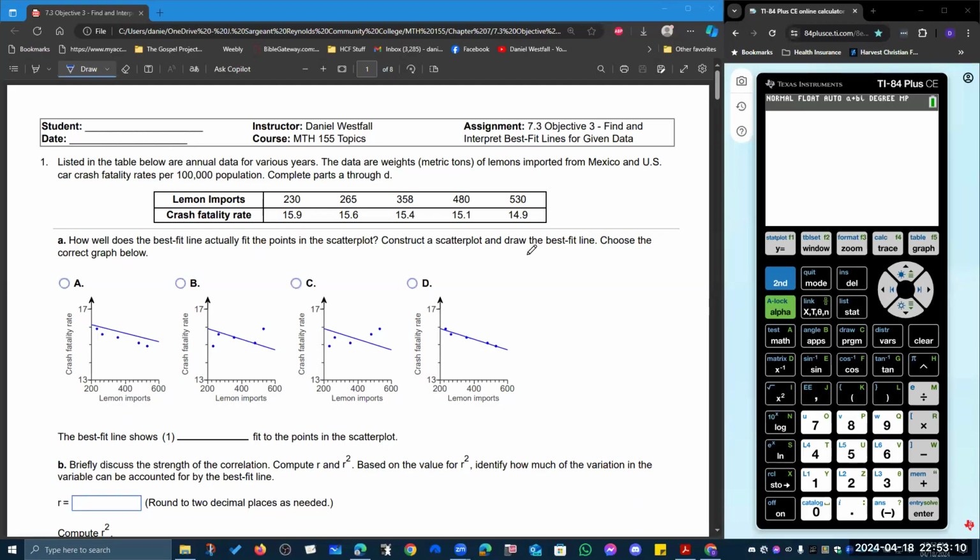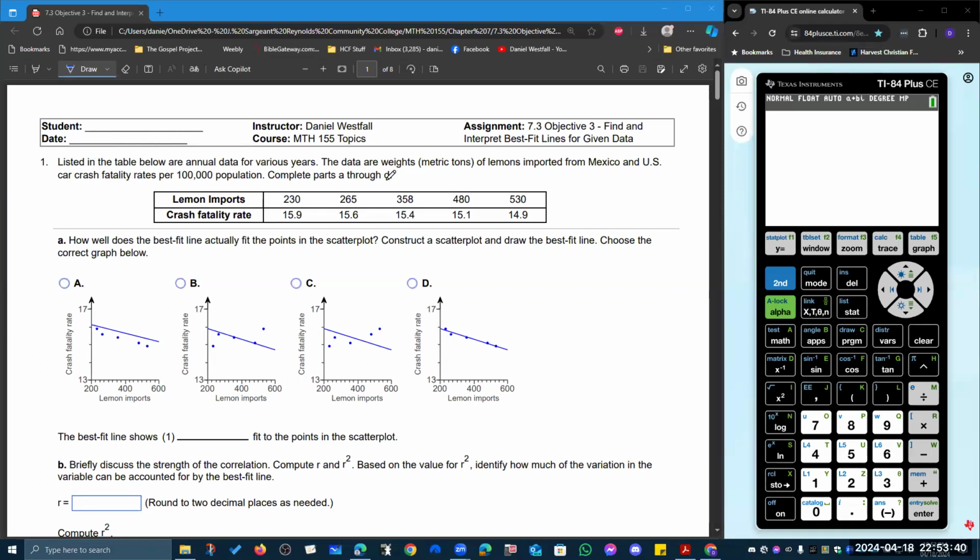In this video, we're going to talk about 7.3 Objective 3, where we find and interpret best fit lines for given data. Listed on the table below are annual data for various years. The data are weights in metric tons of lemons imported from Mexico and U.S. car crash fatality rates per 100,000 population, complete parts A through D.